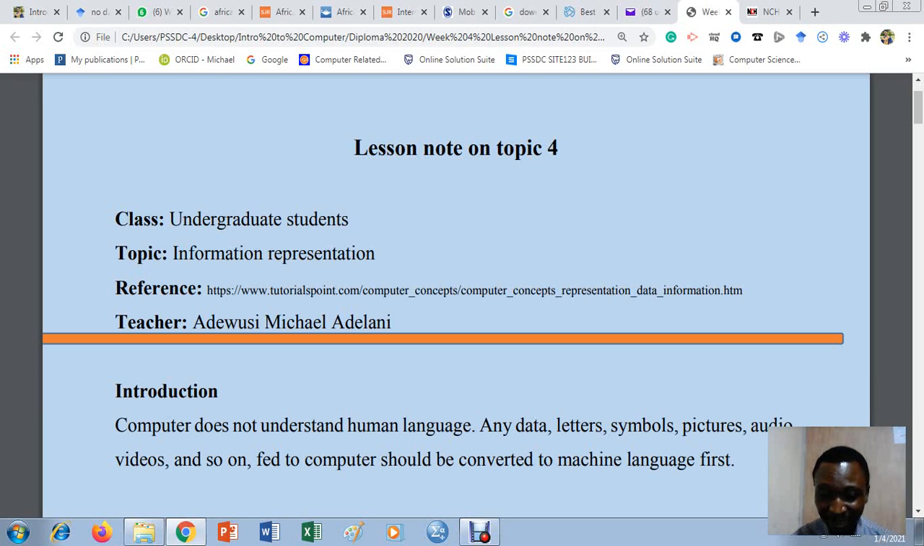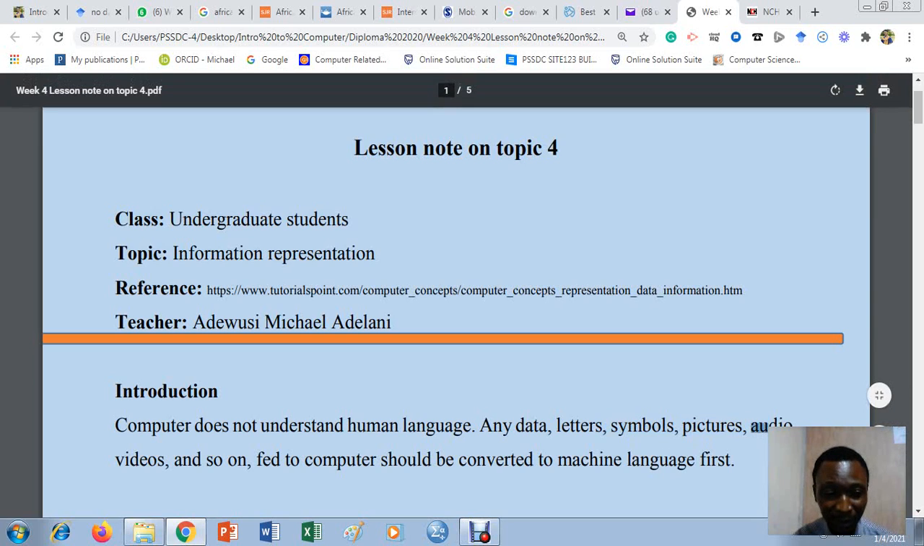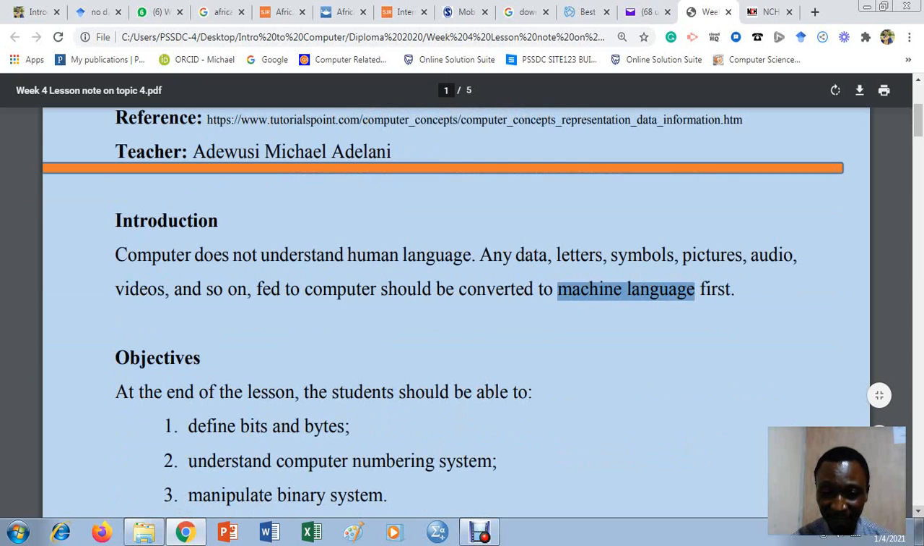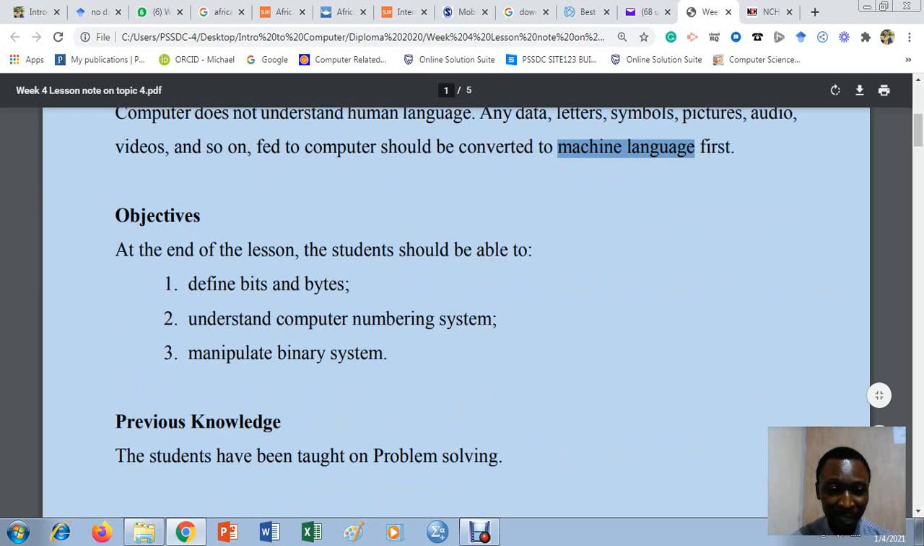It doesn't understand any data. It doesn't understand any letters, symbols. The system doesn't recognize pictures, audios, videos, and so on. Fed to a computer, they need to be firstly converted into something that we'll call machine language. That's what systems, computers understand. That is machine language.